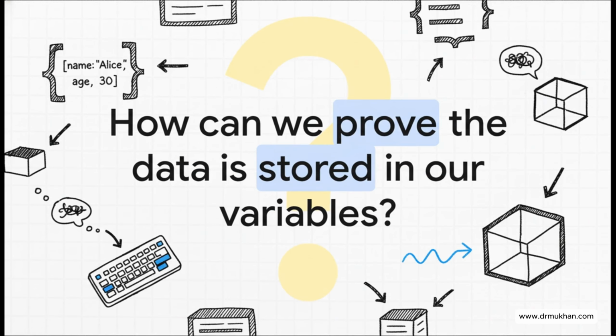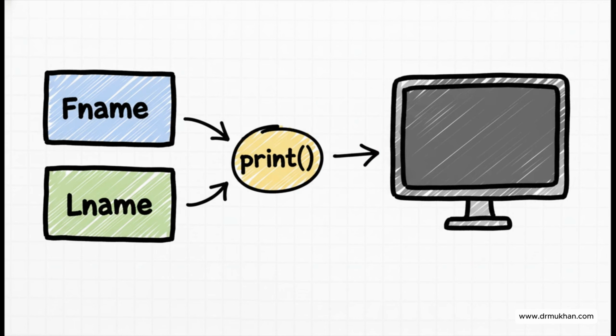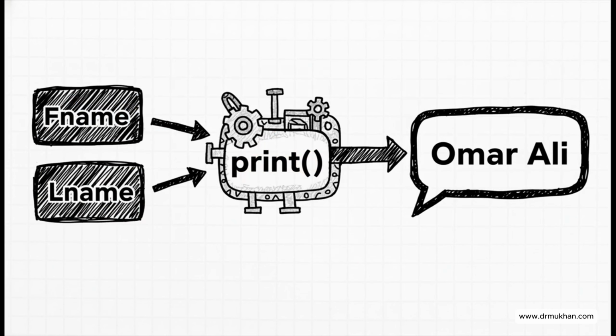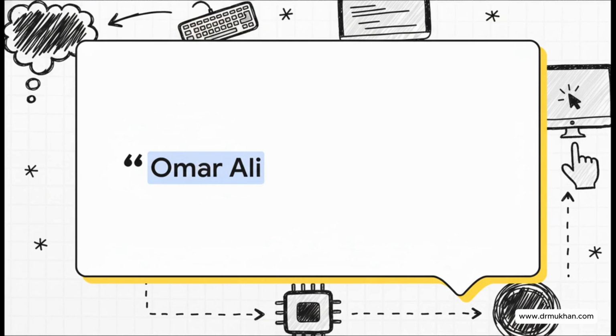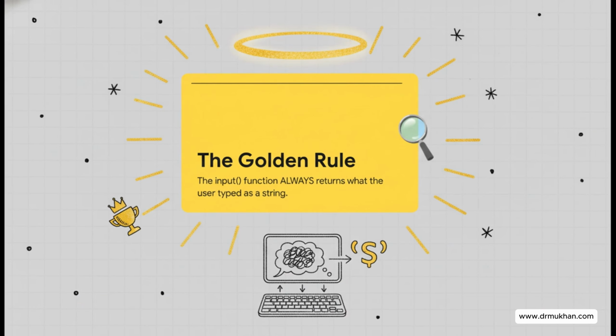So how do we know it actually worked? I mean, we have the data, but how can we prove it's really stored in our variables? Easy, we can just use the print function to show us what's inside those variables. We just pass the variable names fname and lname right into the print function like this. There's our output. The program captured and then displayed the user's name perfectly.